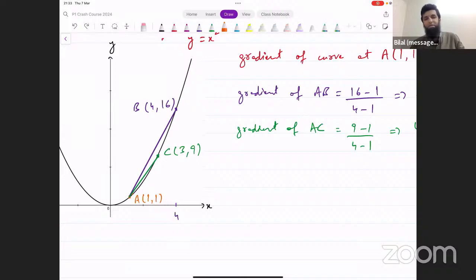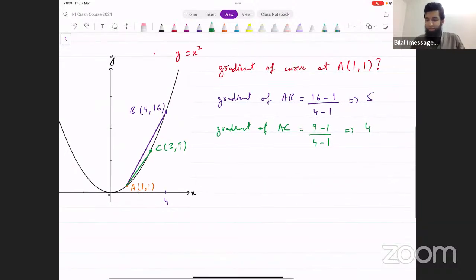But is it better than before? Is it better than 5? Sir, it's better than before, right? It's better than before. Yes, Abdullah? Sir, isn't AC's gradient 8 over 3?